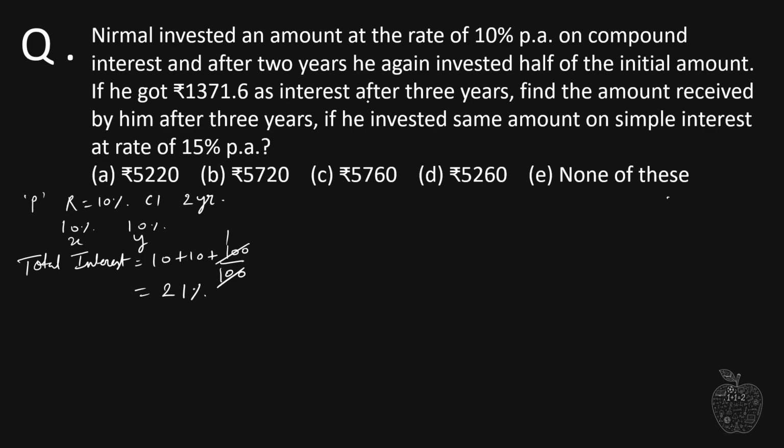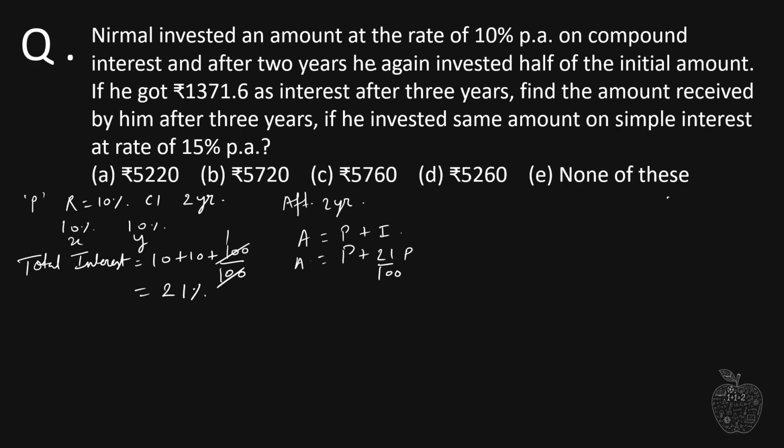Now the question is telling me that after 2 years he again invests half of the initial amount, and he got 1371.6 as interest after 3 years. So this is the total interest. Let's talk about after 2 years. What will be the amount? The amount will be principal plus interest. The principal is, as we assumed, P, plus interest, which is 21% of P. This will be the total amount after 2 years.